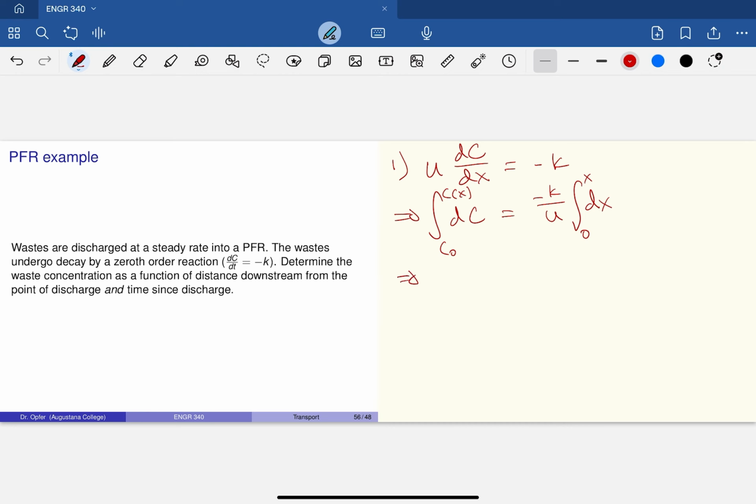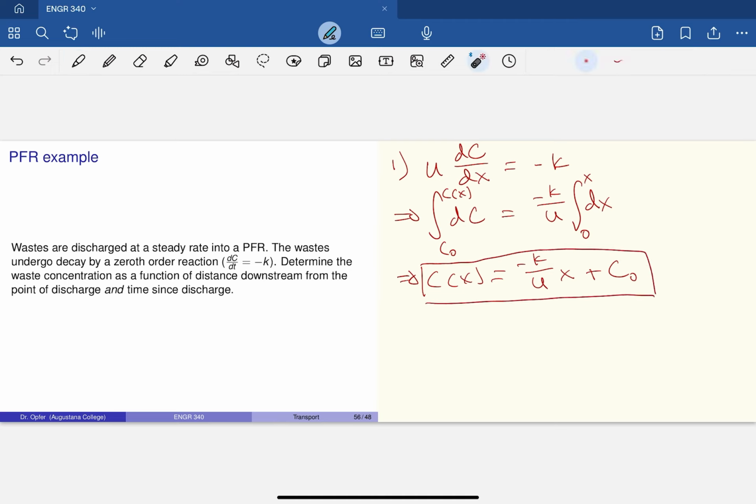Okay, pretty simple integration, and you'll get C of x is equal to minus k over U times x plus C naught. Okay, skipped a couple steps because we've done them several times now. All right, let's look at this. Our concentration as a function of x is equal to the decay constant over the velocity times x plus our initial concentration at x equals 0. All right, so this is the function of concentration as a function of distance downstream.